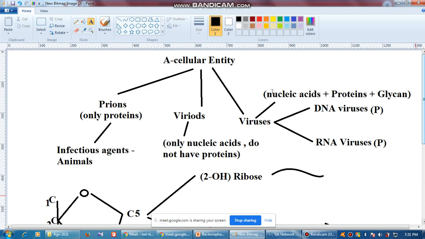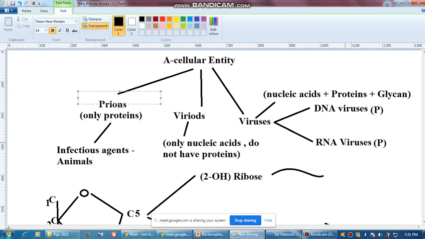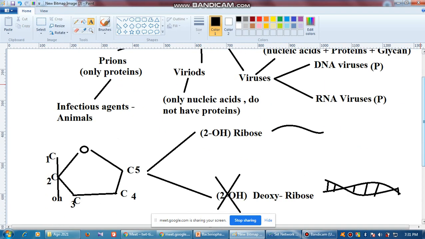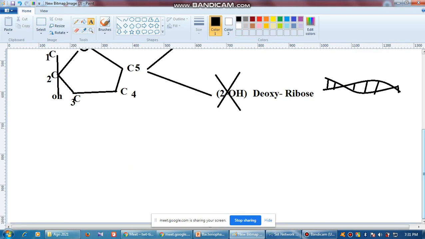So what has happened is, we are talking about the viruses, which have two different kinds of patterns: DNA viruses and RNA viruses. DNA viruses are those which have deoxyribose, and RNA viruses are those which have only ribose sugar. But they also have a fundamental basic structure, something like this, a fundamental pattern. Okay, so the pattern is something like this.